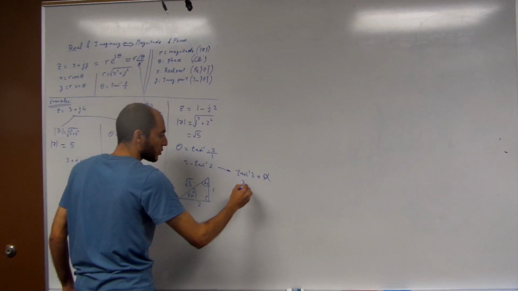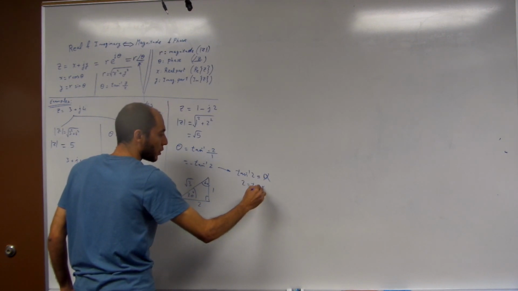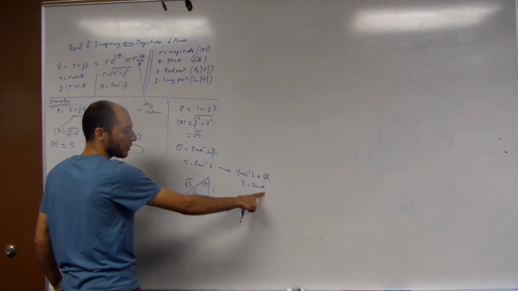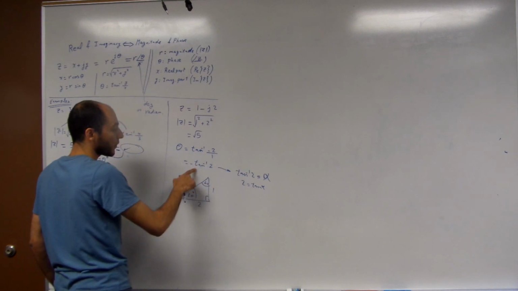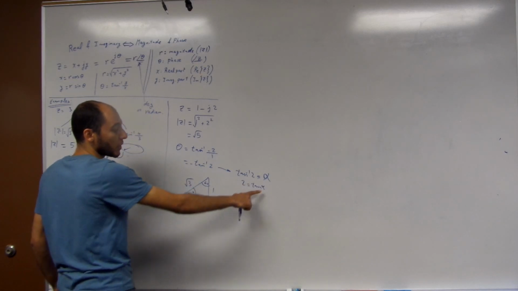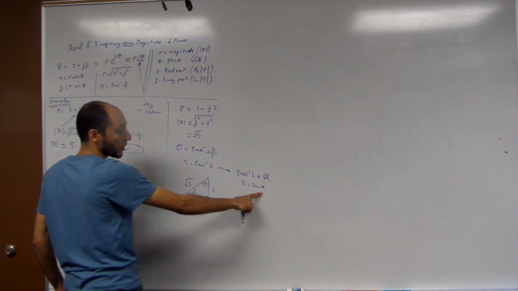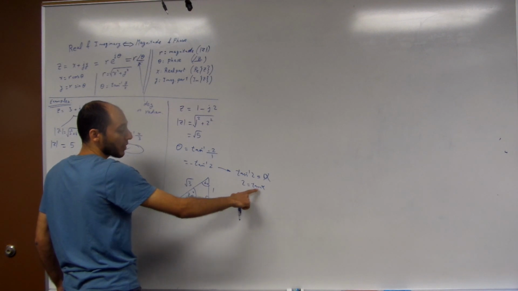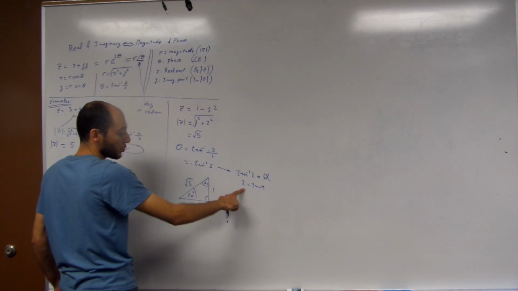Okay, which means that 2 equals tan alpha. So in order to find the value of alpha, once you find alpha, theta will be the value of negative alpha. So we need to find the value of alpha. What is the value of alpha? What is the angle that has a tan equal to 2?